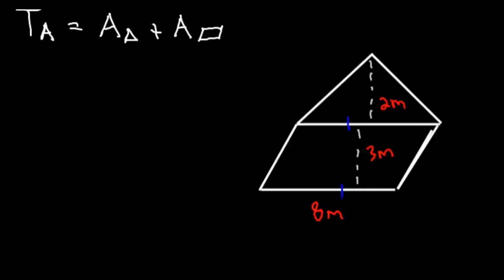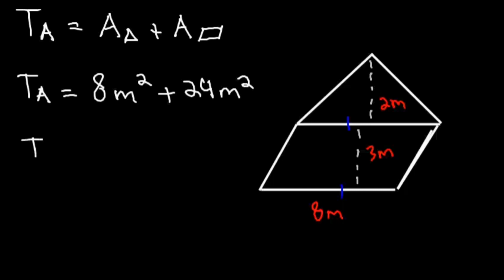Now we can find out the total area of this shape. So 8 centimeters squared plus 24 centimeters, it's 8 meters squared. Gotta watch out for that. Plus 24 meters squared. 8 plus 24 is 32 meters squared. And that is our final answer.